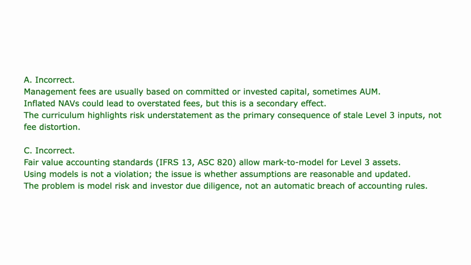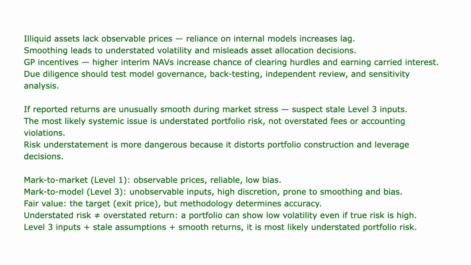Option A, fees. Inflated net asset values could affect fees, but that's secondary. The curriculum emphasizes that the main issue is risk understatement. Option C, accounting rules. Using models for Level 3 assets is allowed under fair value standards. The problem is whether assumptions are updated and reasonable.